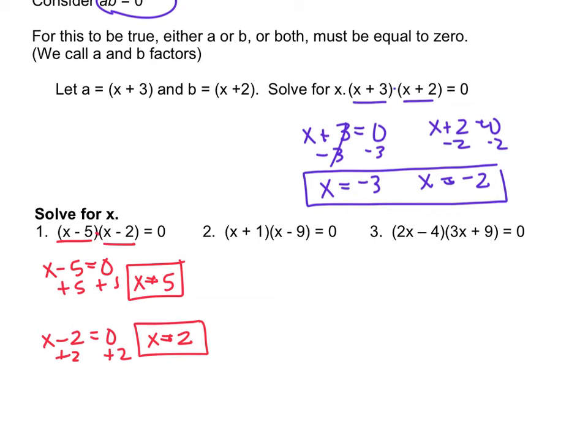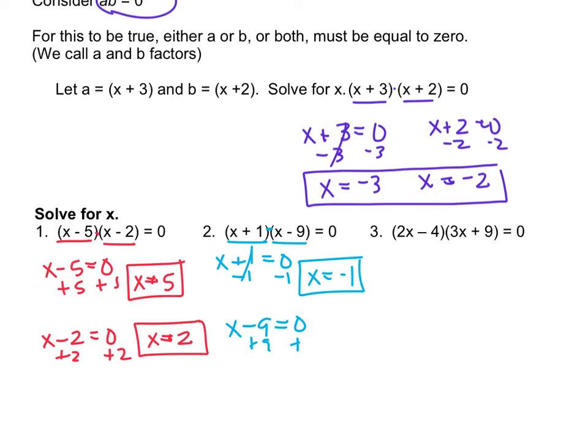All right, next example. Here we have our two factors, x plus 1 times x minus 9, so we set them both equal to 0. X plus 1 equals 0, and x minus 9 equals 0. Subtract 1 from both sides, so x equals negative 1. Add 9 to both sides, and we get x equals 9. That's a 9. That's an equal sign. My equal signs are looking horrible.